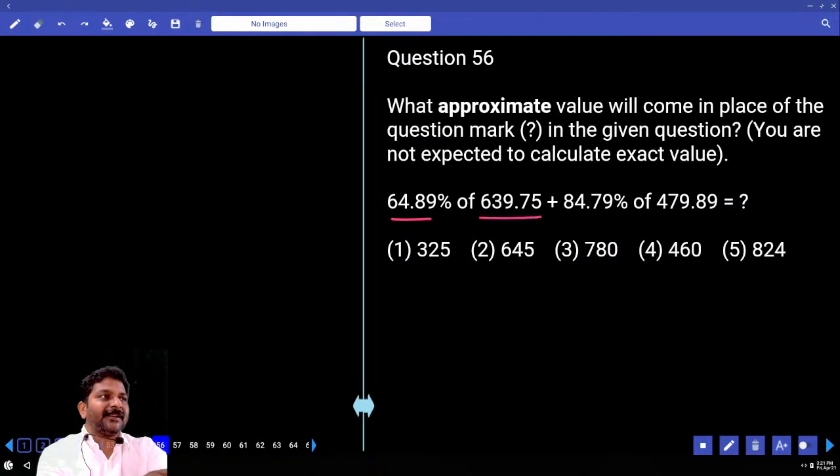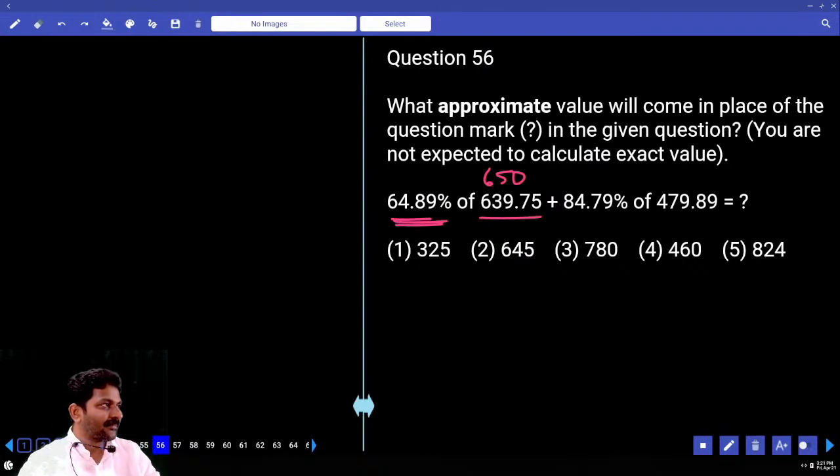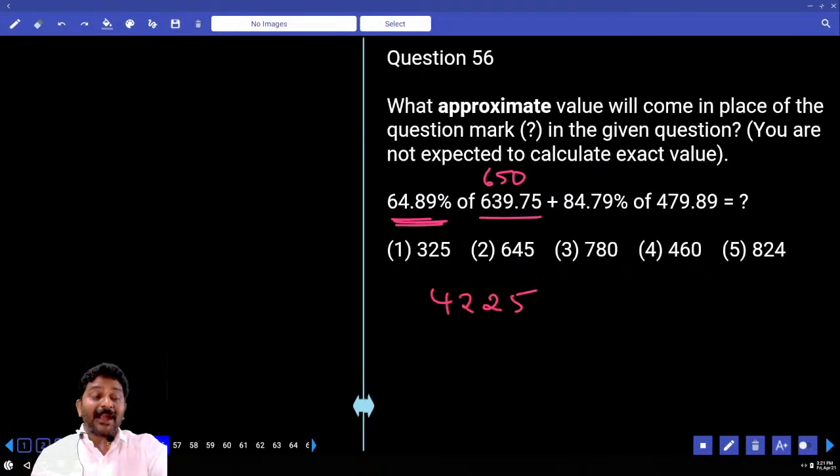65% of 640. Correct? So for the time being, let's make it 650. How much extra are we taking? And upon 10 also we need to calculate 65%, right? That means overall you are getting 6.5 extra. If it is 65% of 650, we can directly calculate 65 square. 65 square, 6 into 7, 42, 25. And this has 6.5 extra. Subtract 6 from this number.